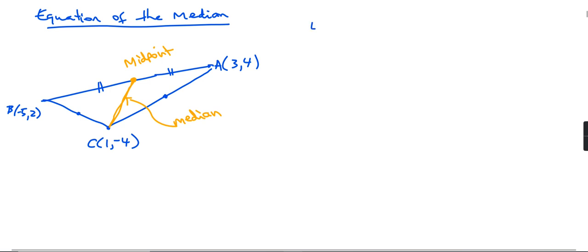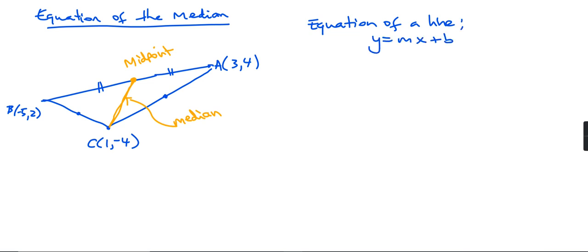So to find the equation of a line, let's review. We need to write y equals mx plus b. To get y equals mx plus b, I'm going to need a slope, and I'm going to need the y-intercept. Right now, looking at my median drawn in yellow, we don't know either of those. So what do we know? We know that the point C (1, -4) sits on the median, and we also know that the midpoint sits on the median. We've learned before that if we have two points, we can find the slope between them, and then we can find the equation of a line. So we're going to start by finding the midpoint.